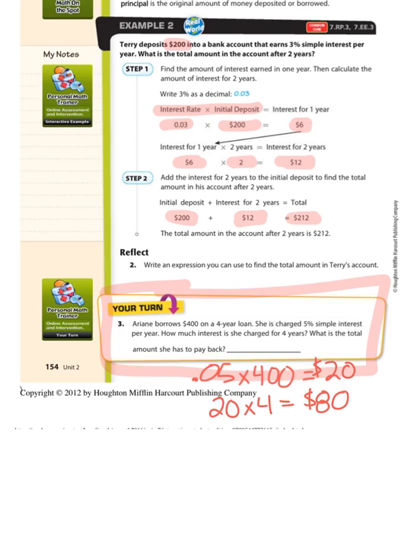What is the total amount she has to pay back? Well, we could represent the loan as a negative as well. So negative 400 plus negative 80. But since the question already makes it clear that we're paying it back, we can just ignore the negatives. 400 plus $80, she's going to have to pay $480 back on that loan.